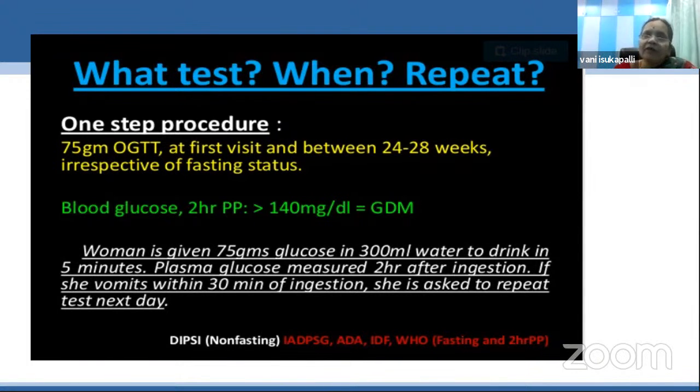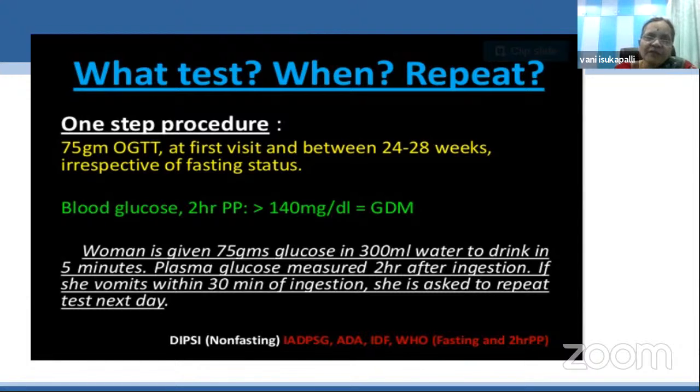Why is it so convenient? Because this test is irrespective of the fasting status of the antenatal woman. Here we should understand the methodology also: the woman is given 75 grams of glucose in 300 ml of water, and we ask her to drink slowly over a span of 5 minutes, and plasma glucose is measured 2 hours after the ingestion.